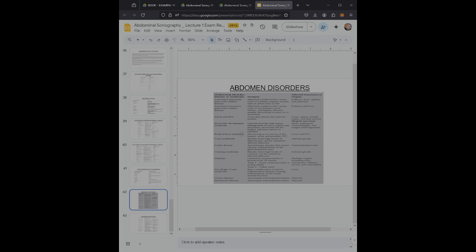Budd-Chiari syndrome. This is a narrowing or occlusion of hepatic veins as well as the IVC, but not necessarily. And we see it in the liver and the IVC. Conn syndrome results from high levels of aldosterone, and it can be caused by an adrenal adenoma seen in adrenal glands. Crohn's disease, an autoimmune disease that causes chronic inflammation of the GIT, seen in the GIT. Cushing syndrome, resulting from high levels of cortisol, can be caused by adrenal adenomas, seen in adrenal glands.